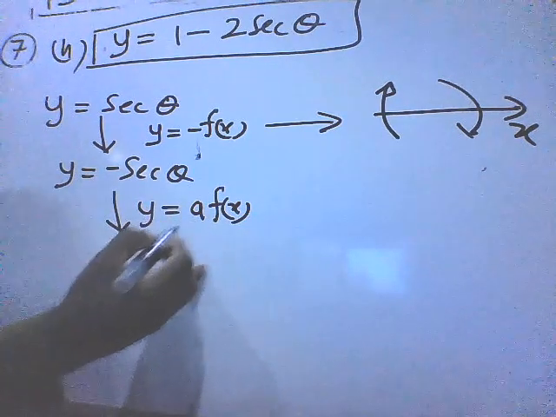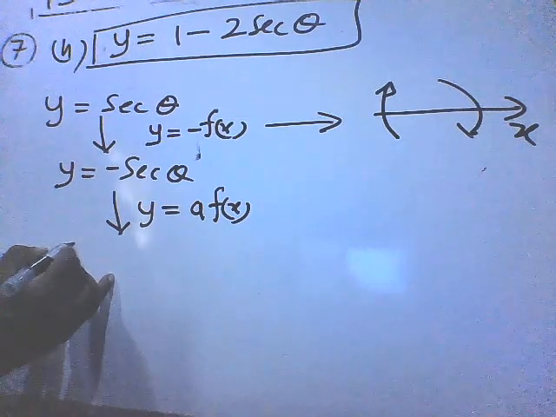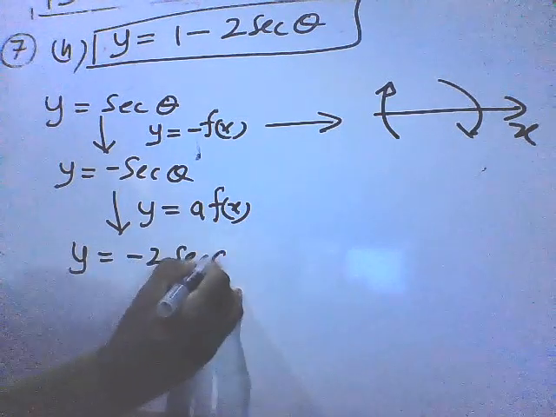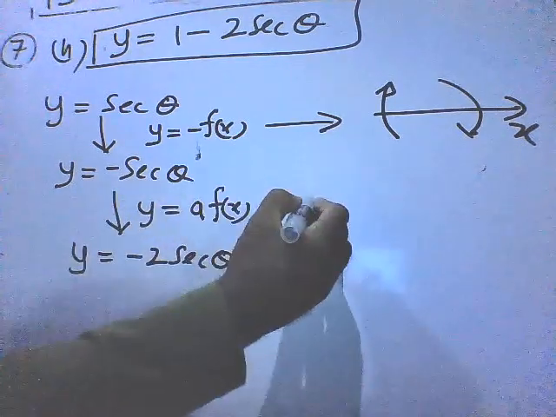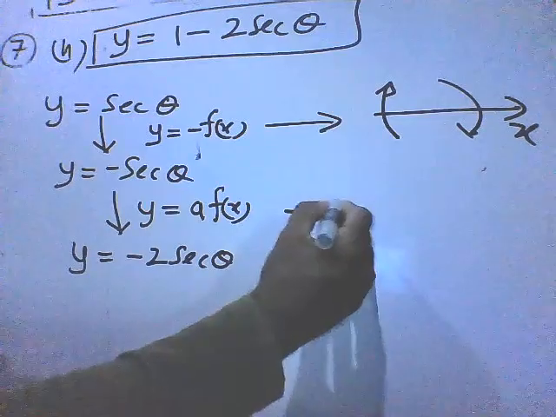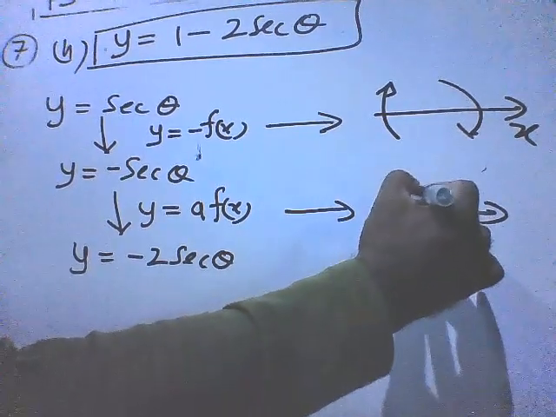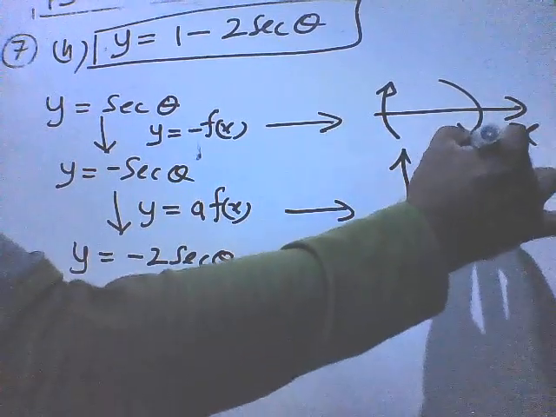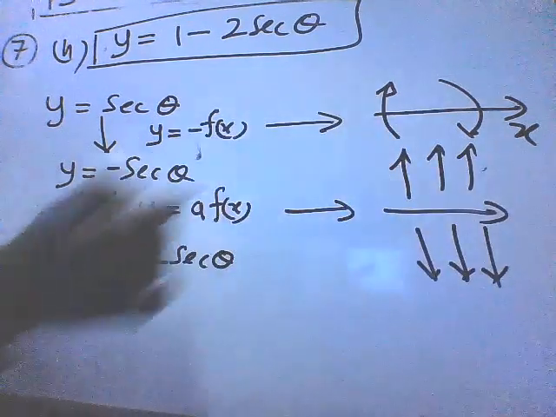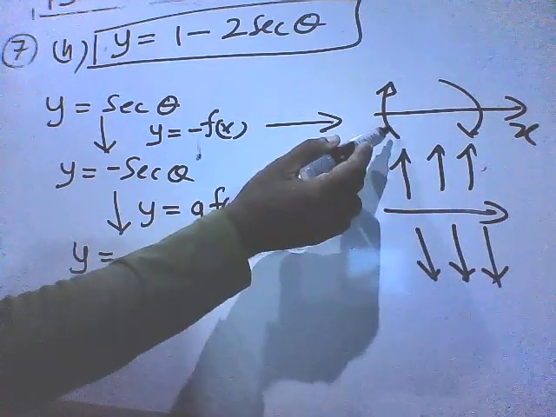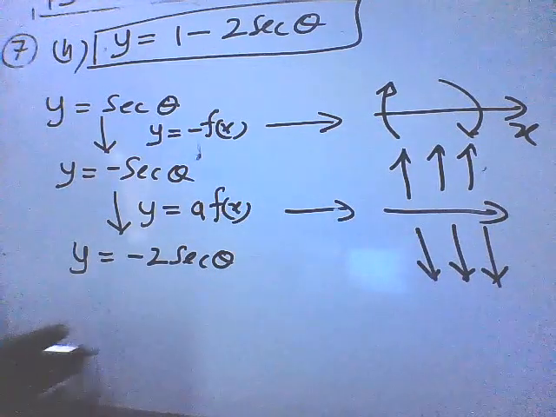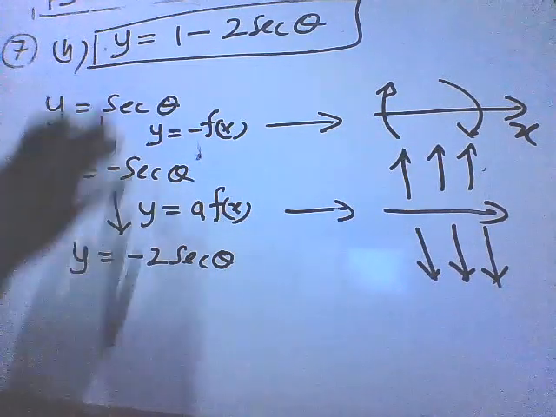So when you multiply by 2, you will get y is equal to minus 2 sec theta. So in this case a is 2. So what should happen after flipping? There will be a graph. That graph, now 2 times, it should stretch like this. All the y coordinates should get doubled. If it is positive, positive double. If it is negative, negative double. So it will stretch. So then we will come up to this place. Then finally we should have this.